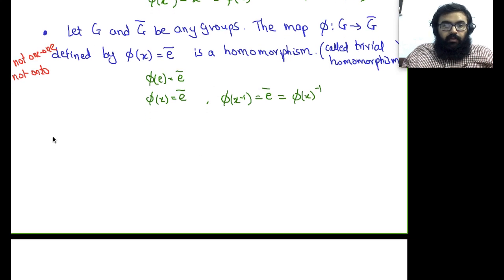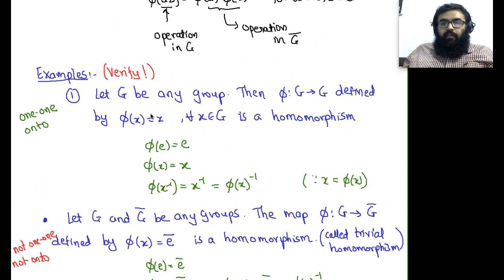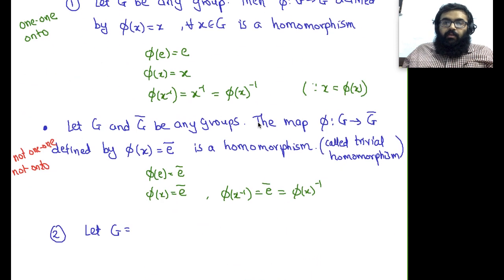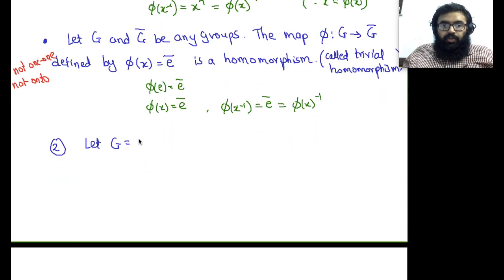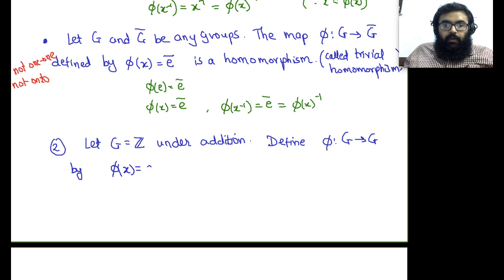Right. And so next, example number two, let us consider homomorphisms between the same groups. Let G, as we have taken here, the identity from G to G. But if we fix the group the same, then other than identity there are also homomorphisms. For example, this one: let G equal Z, a group under addition, right? Define phi from G to G, that means Z to Z, by phi of x equals 2x for all x in G.